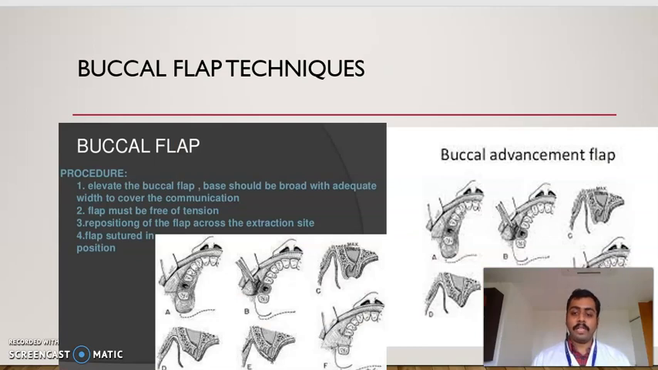Buccal flap technique. Now we look at the buccal flap. After the administration of local anesthesia, elevate the buccal flap. The base should be broad with adequate width to cover the communication, which is a basic rule for placing an incision and releasing the flap. The flap must be free of tension. Repositioning of the flap across the extraction site. The flap should be sutured back to its position. Now you can see the buccal advancement flap.